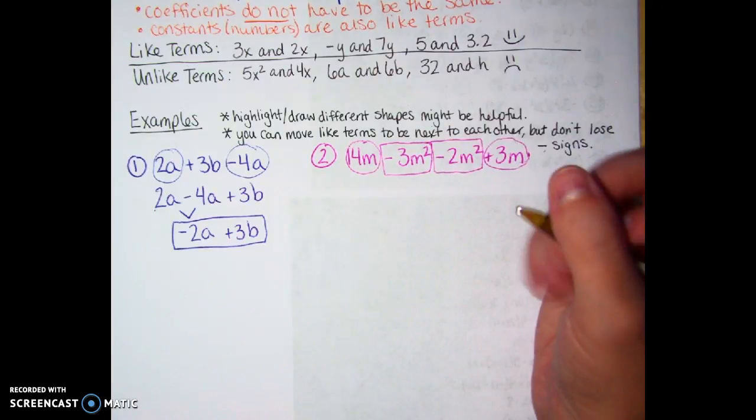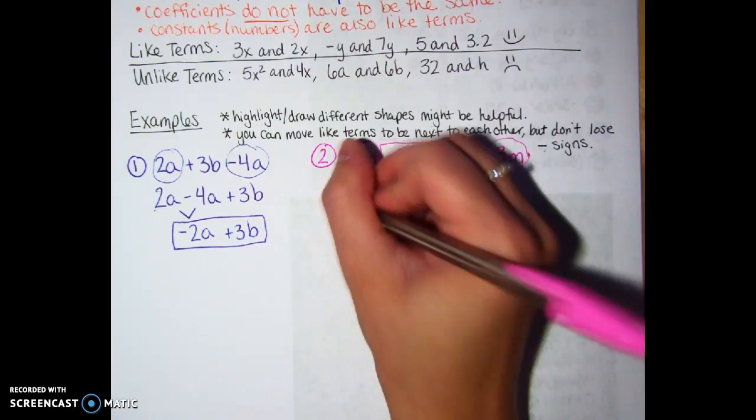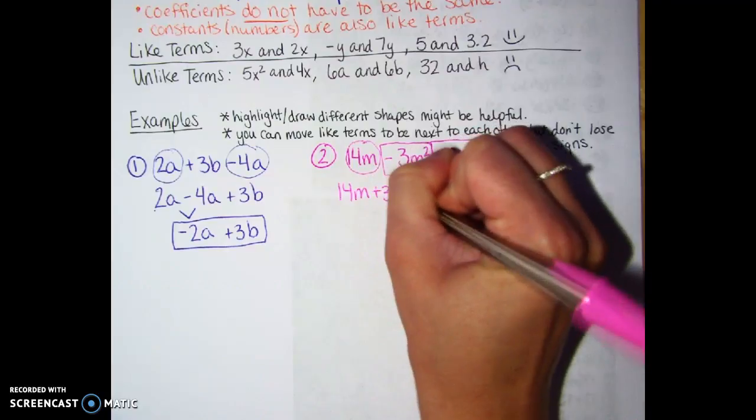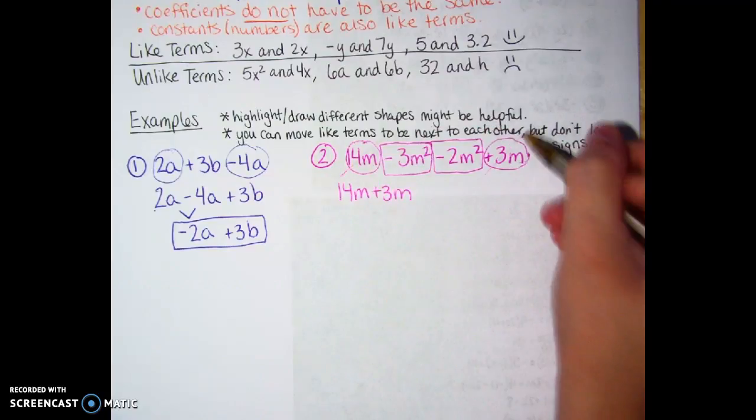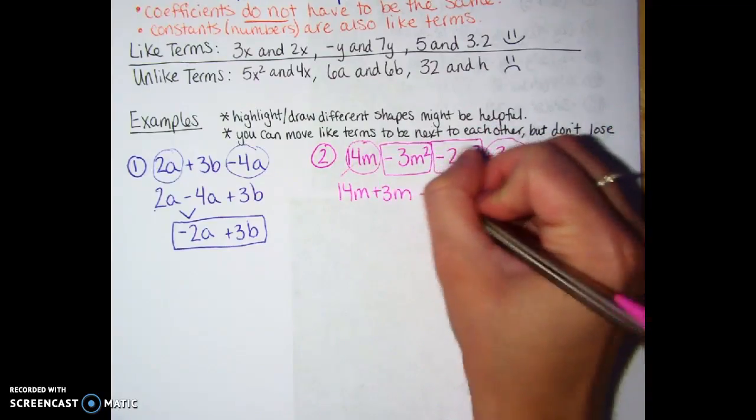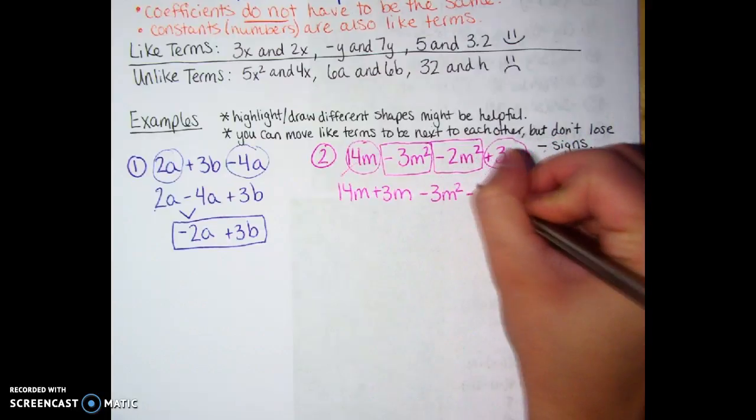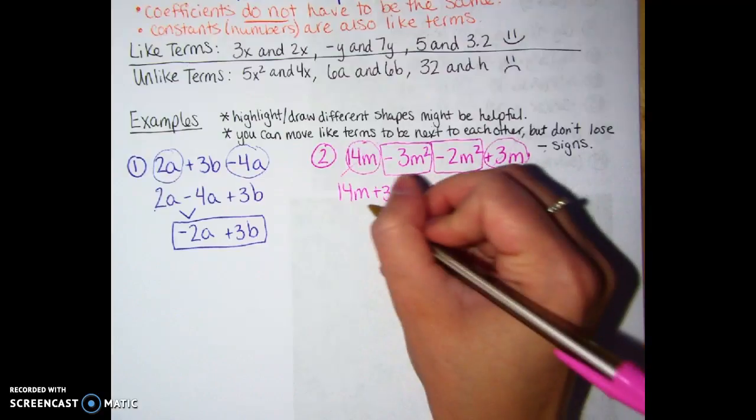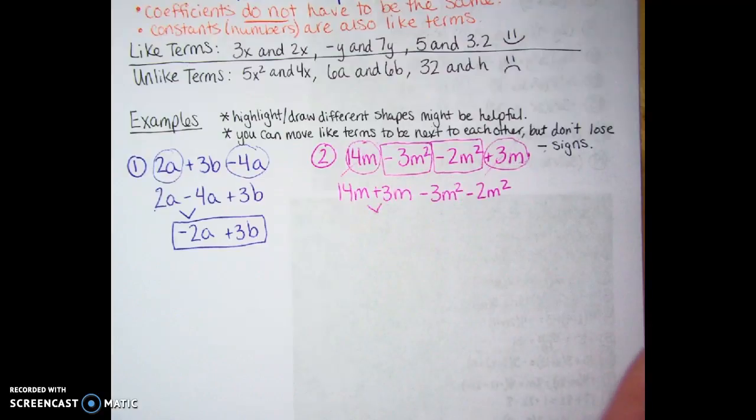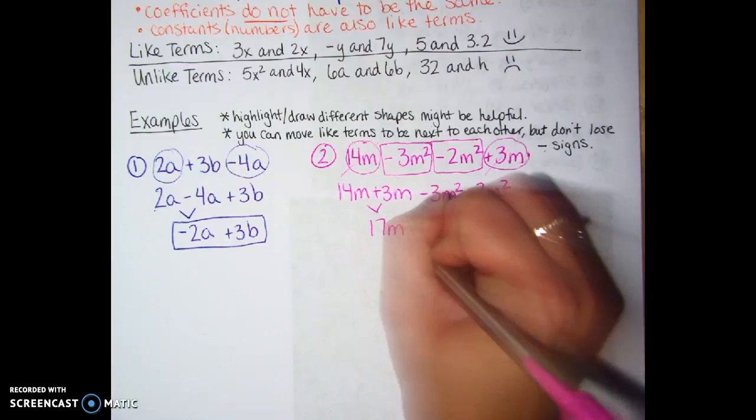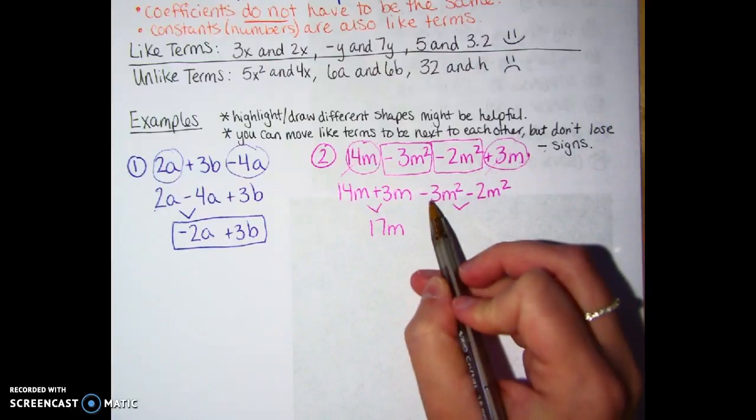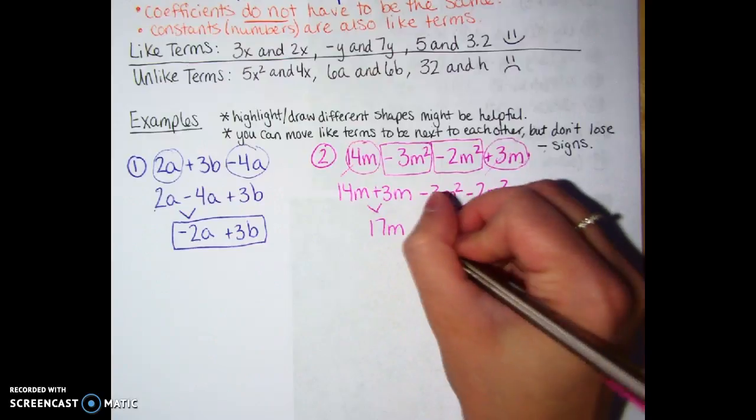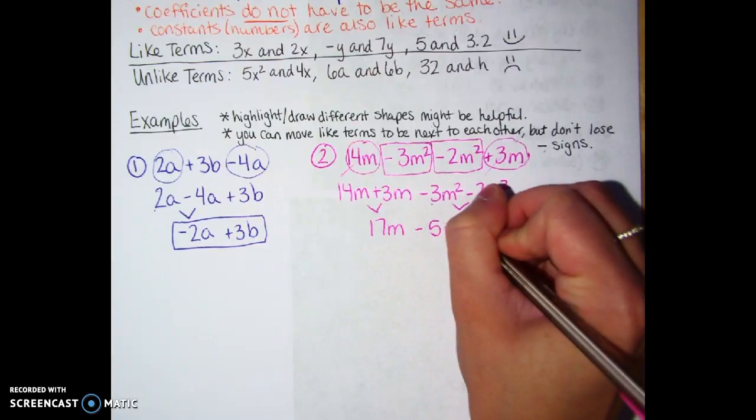Okay, now I'm going to rewrite it to put like terms next to each other. So 14m plus 3m, those are the circled ones. You can cross them out as you go if you want to, minus 3m squared minus 2m squared. Combine like terms. 14m plus 3m is 17m. And over here, this is a negative 3. Don't forget that negative sign in front of it. Negative 3 minus 2 is negative 5. So that's negative 5m squared.